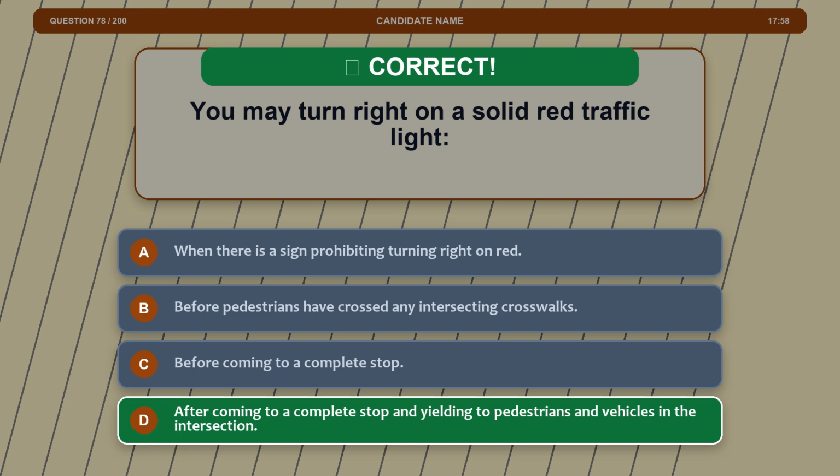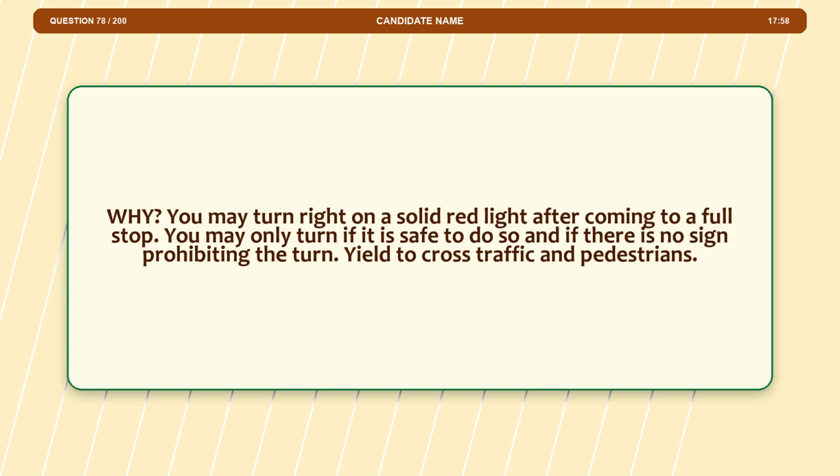The correct answer is option D, after coming to a complete stop and yielding to pedestrians and vehicles in the intersection. Explanation. You may turn right on a solid red light after coming to a full stop. You may only turn if it is safe to do so and if there is no sign prohibiting the turn. Yield to cross traffic and pedestrians.